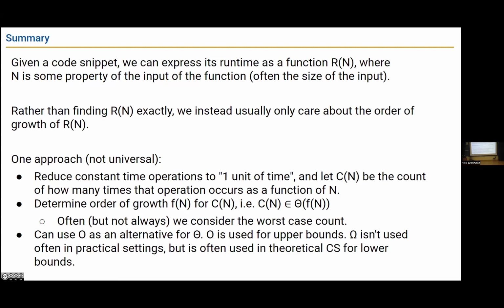Now, O bounds tend to be used for upper bounds, like if you have a function that grows at least as slowly as this. We will see some examples when we talk about disjoint sets. Omega, we don't use it too often, but it does show up in theoretical computer science. We'll show it when we get to sorting.